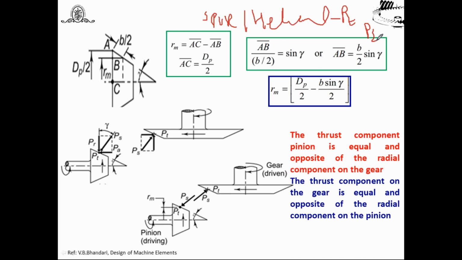And what about the radial load? Same fundamentals as spur and helical: PRP acts towards the center of the pinion, and PRG acts towards the center of the gear. That means for PT and PR, you can use the same logic as spur and helical, but for the thrust component, you have to take this into account. The thrust component of the pinion is equal and opposite to the radial component of the gear, and the thrust component of the gear is equal and opposite to the radial component of the pinion. Try to understand. This is about the force analysis.